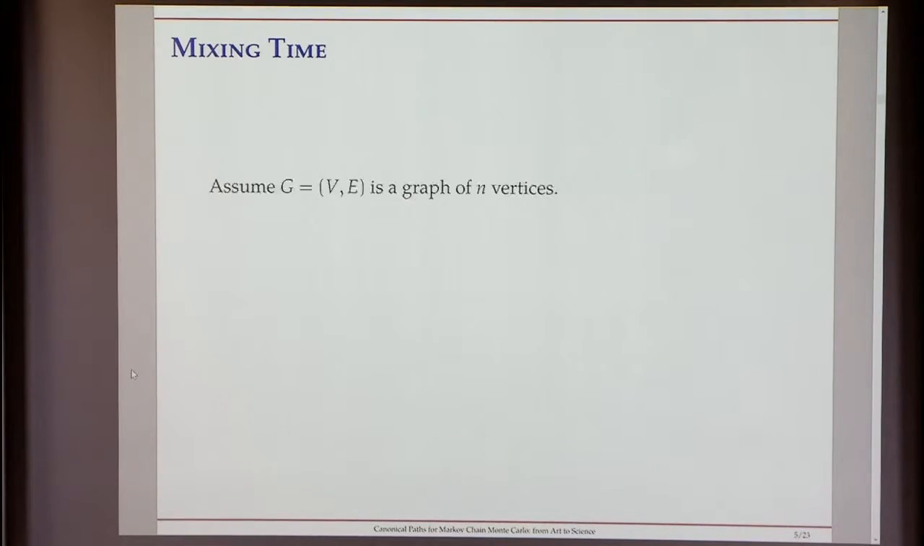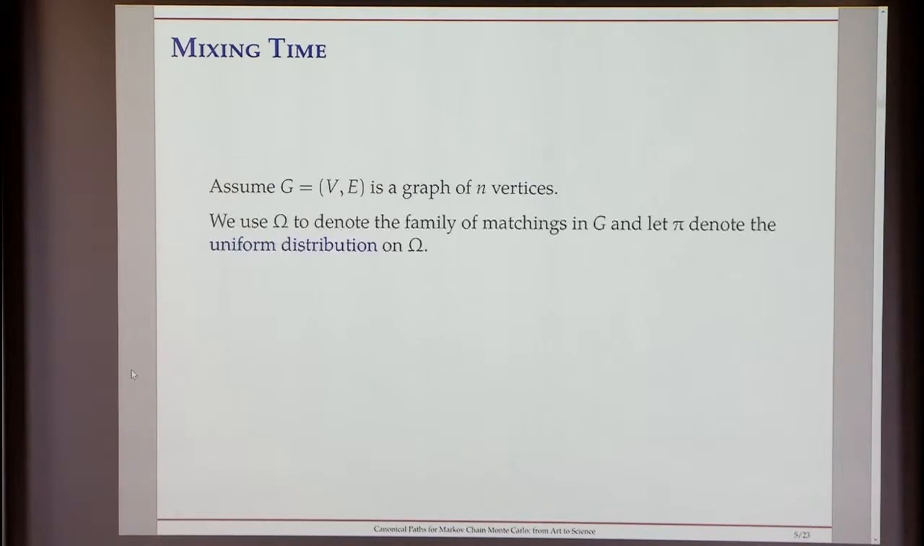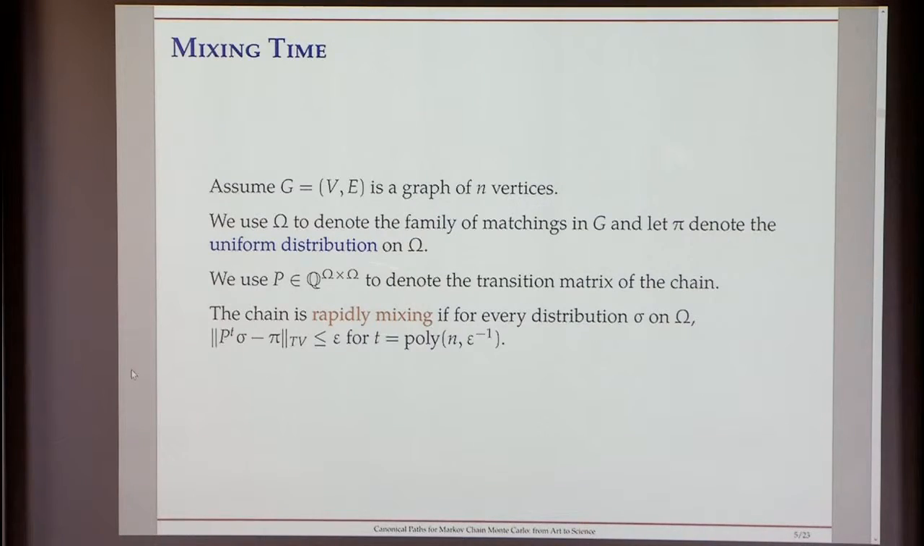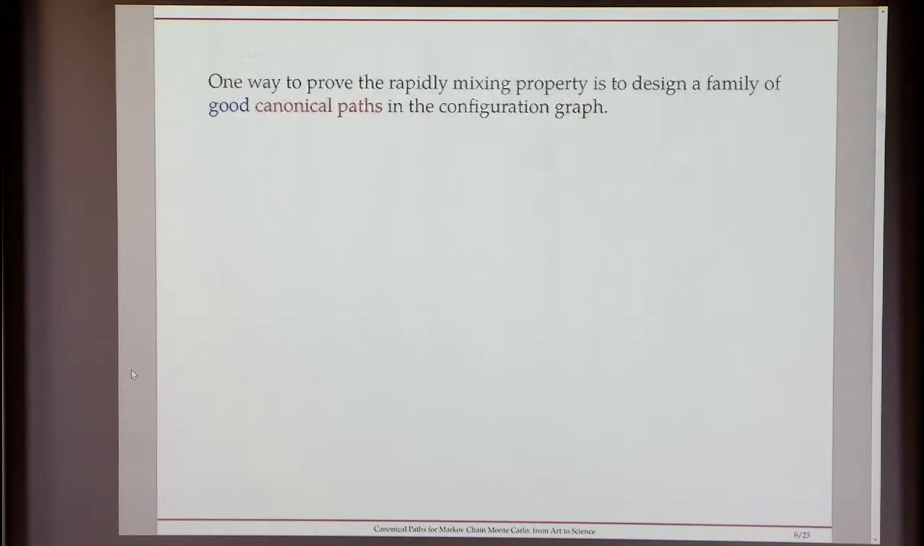So we have to fix some notation. In the following, we are working on a graph with n vertices, and we use omega to denote the family of all matchings in this graph, and we use pi to denote the uniform distribution. We also use P to denote the transition matrix of the chain, and we can define what is called rapid mixing. I think most of us are quite familiar with these definitions.